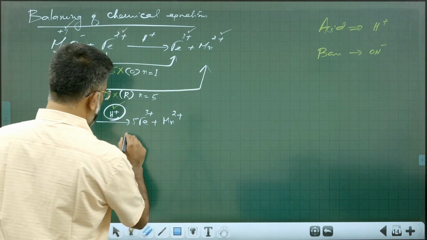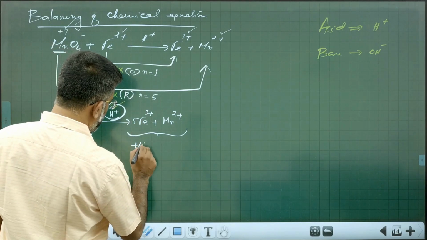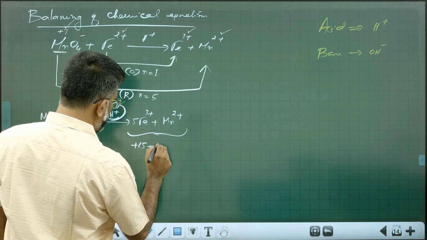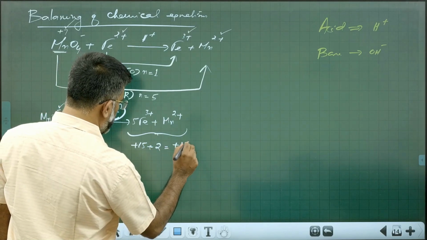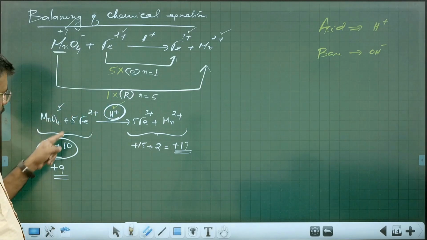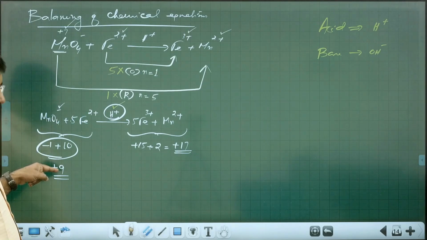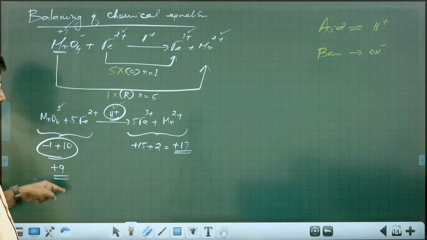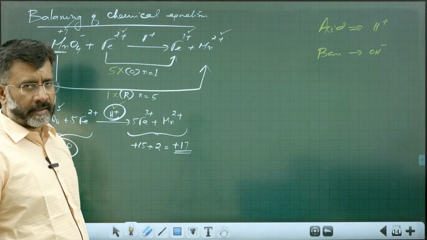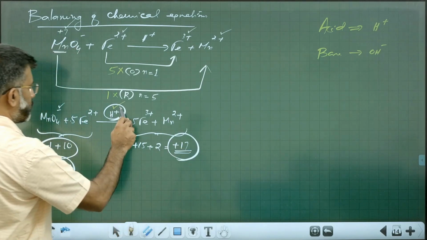What about the right hand side? Right hand side, 5 into 3, 15 positive charge, and 2 positive charge. So it is 15 plus 2, total 17 positive charge. I repeat, 5 into 2, 10 and 1 minus, so it is 9 positive charge on the left hand side, and 17 positive charge on the right hand side. So this we need to balance using H plus.